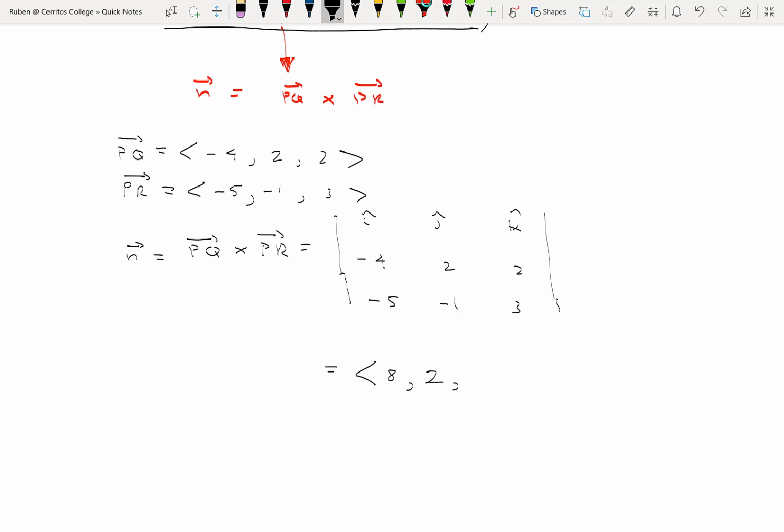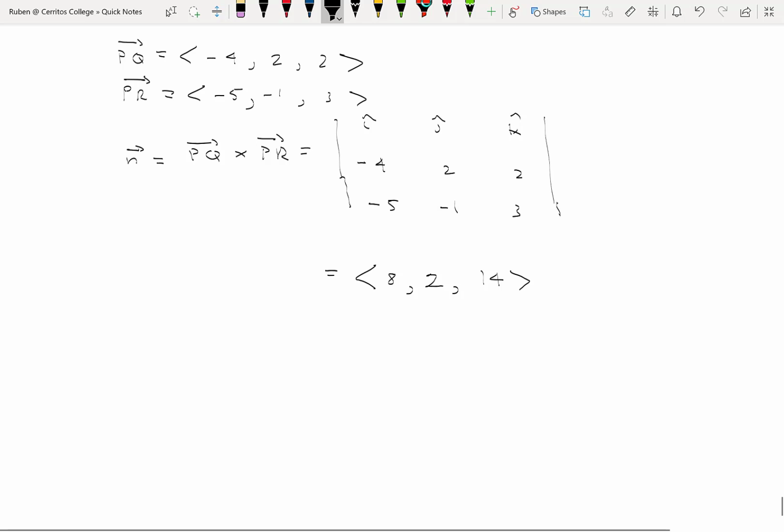Okay, again, you can stop the video and do the cross product on your own if this is too fast. Cover up the third column. Determinant of the remaining numbers is -4 times -1 is 4, take away negative 5 times 2, so plus 10. So 4 plus 10 is 14. That's a perfectly good normal vector.